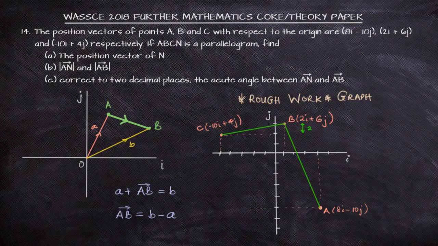Now, just by looking at the symmetry of this diagram, we can see that the distance between point B and C, looking vertically, is only 2, and then the offset between B and C, looking horizontally, is 12.